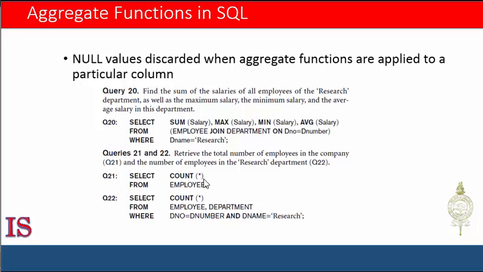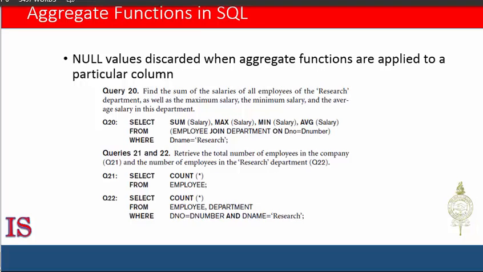Select count. Notice the count aggregate function. Count open paren asterisk, asterisk being used to represent all of the tuples, from employee. So this will simply count the number of records in the employee table. Query 22, select, and it's also counting all the records from the employee table for everybody that's in the research department. Notice that down here we join the two tables together with the where clause, D no equal D number, whereas up here we join the two tables together in the from clause using a join on operation.